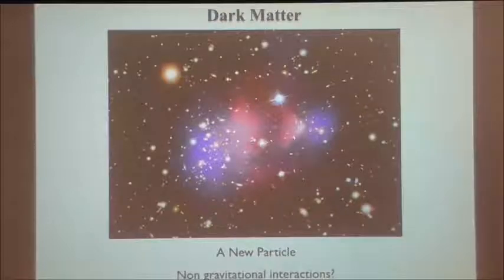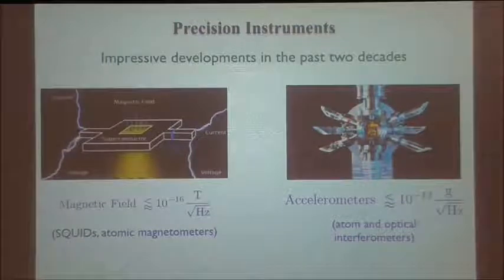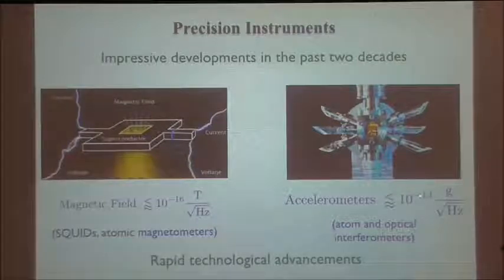Obviously, we're going to need techniques that have high precision. The interesting thing is that in the last 2 decades or so, we happen to live in an era when there have been incredibly impressive developments in precision instrumentation. One can today measure magnetic fields smaller than a femtotesla through SQUID and atomic magnetometers, and measure accelerations smaller than about 10 to the minus 13 little g, where g is the acceleration due to gravity, thanks to atom and optical interferometers. In fact, the slide is a little outdated because the LISA Pathfinder experiment recently pushed that limit to about 10 to the minus 16.